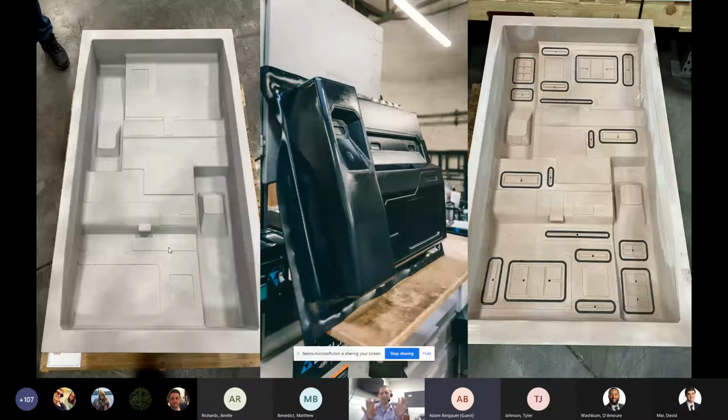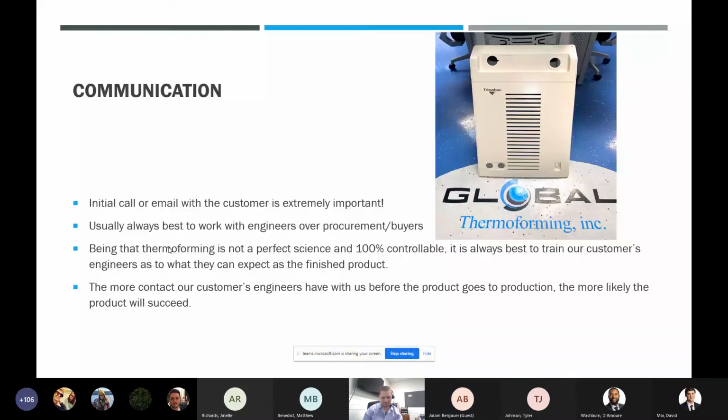The basic idea is you take this piece of plastic, you heat it up, form it over the mold, and basically suck it to the mold surface. That's really, I guess, all you need to know at this point. Right. Okay, cool.